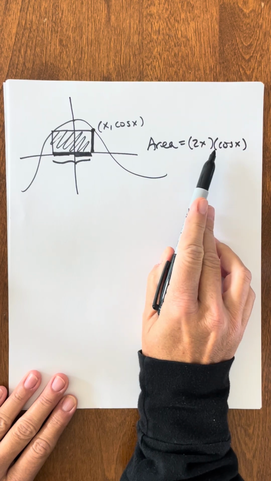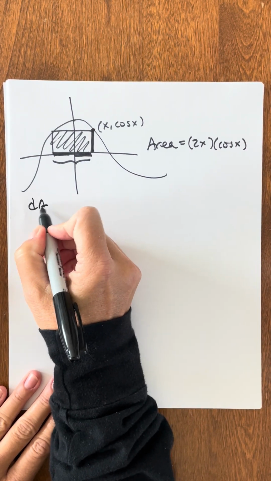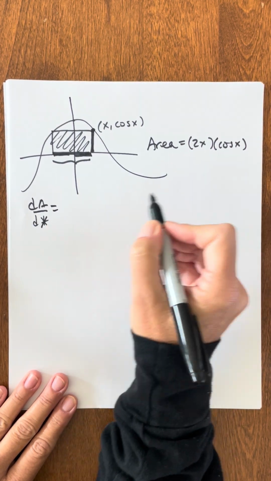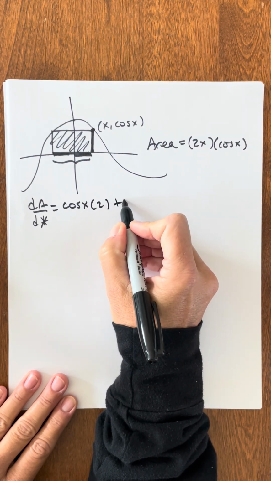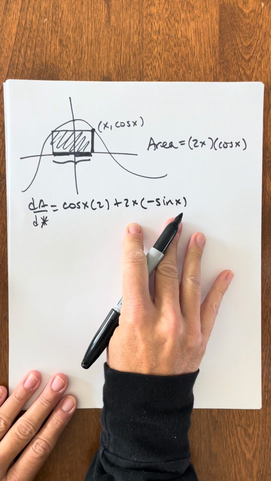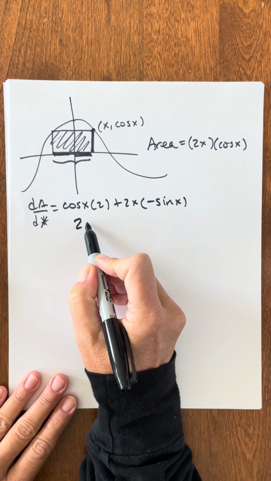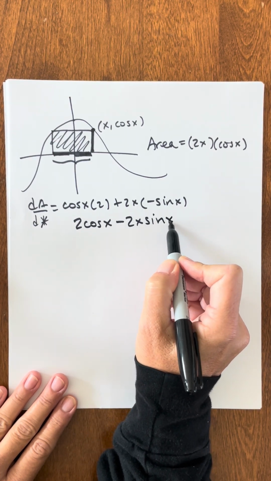Because this is the thing that I want to optimize, this is what I'm going to take the derivative of. So dA/dx, I'm going to use my product rule. So I have cosine x times 2 plus 2x times negative sine x. This is always continuous, so it's never undefined. So all I have to do is set 2 cosine x minus 2x sine x equal to 0.